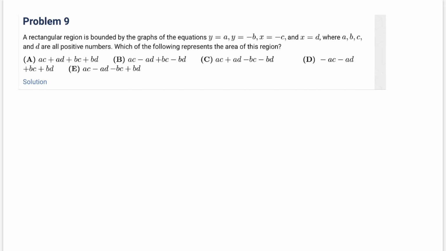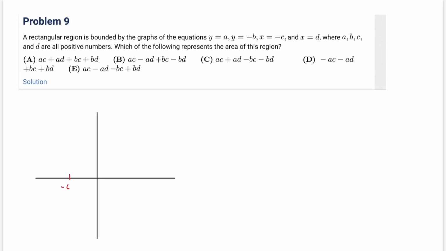Number 9. A rectangular region is bounded by the graphs of the equations y equals a, y equals minus b, x equals minus c, and x equals d, where a, b, c, and d are all positive numbers. Which of the following represents the area of this region? Okay, so let's say that there is a region like this.